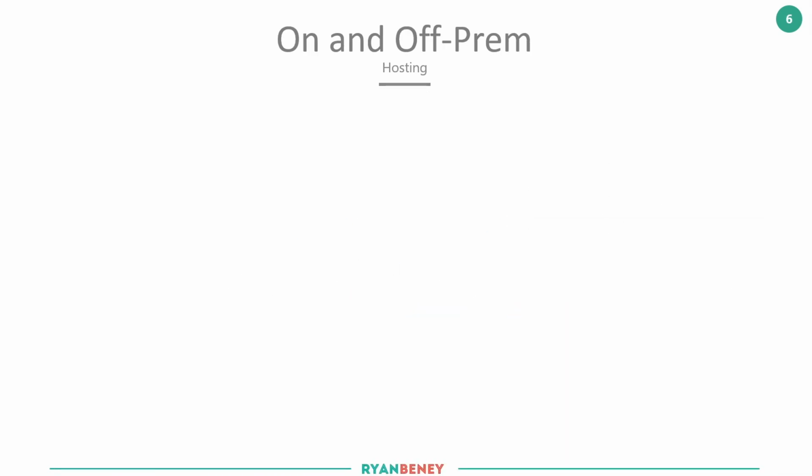Up next, we're going to have a discussion about on and off prem in regards to hosting. So in the blueprint, Cisco wants us to understand this concept of what on and off prem actually means, and it's really simple.